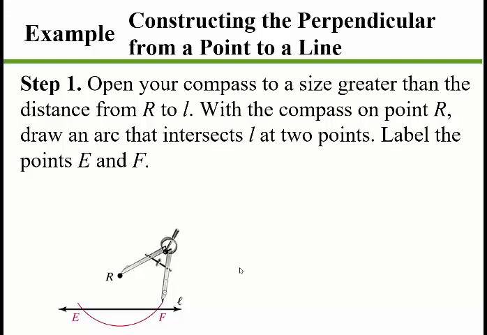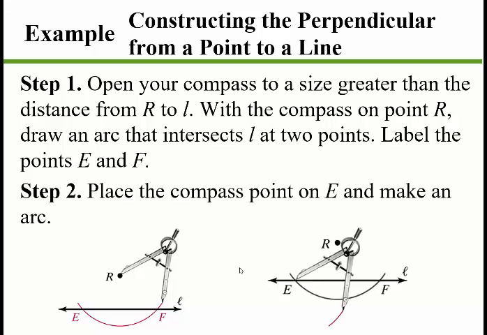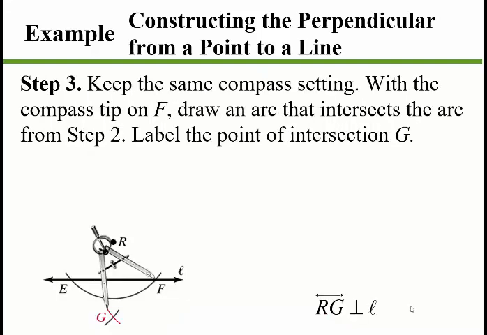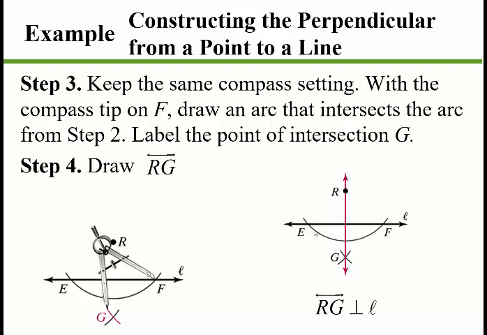Next you're going to place the compass on point E with the same setting and make an arc way up here. Next you're going to flip it around and do the same thing with F. And you're going to get where they intersect like this. And it's going to turn out that that intersection point right there is perpendicular. If you draw the line right through it, it's perpendicular to line L. So I've got this RG here that is now perpendicular to line L.